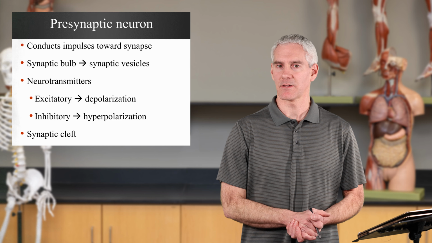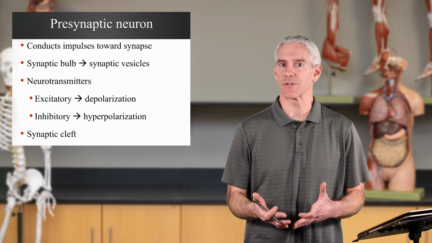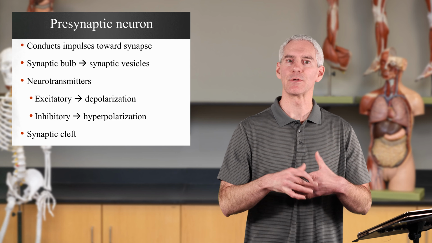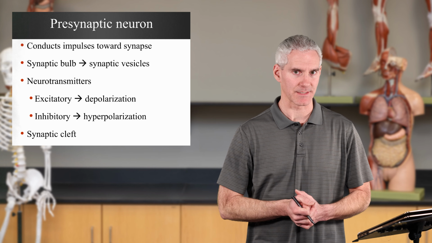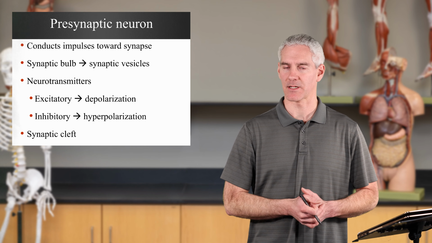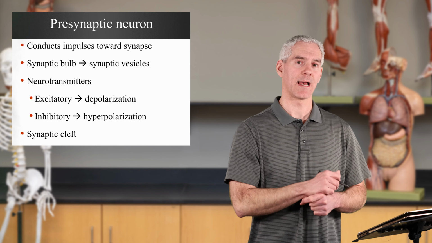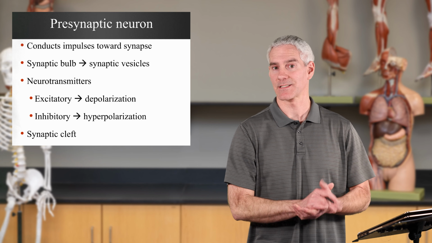And then we have the synaptic cleft. That's where the neurotransmitters are going to head into. They'll be released via exocytosis into that synaptic cleft from the synaptic bulb, so the end of the axon terminal.